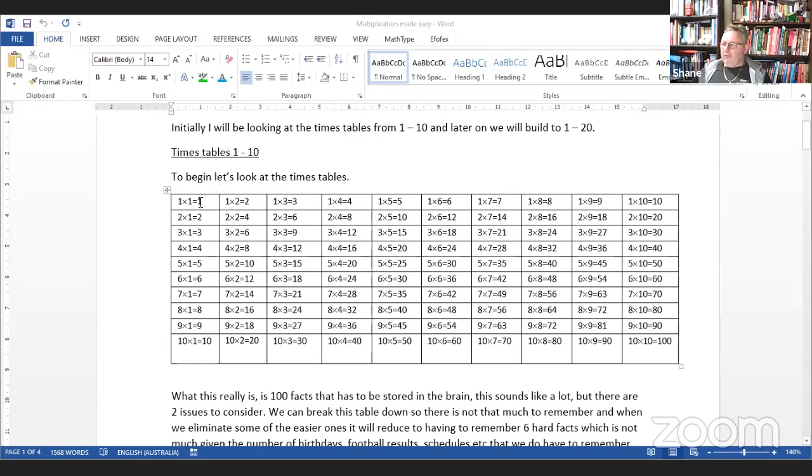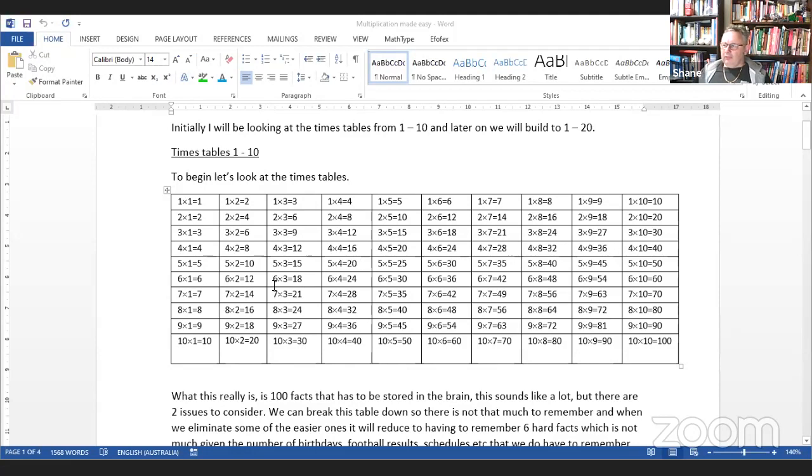So the very first row is 1 times. And we all know those answers. We don't even have to think. And the first column is also 1 times. So there goes 19 facts that I don't have to worry about because I'm very comfortable with that.